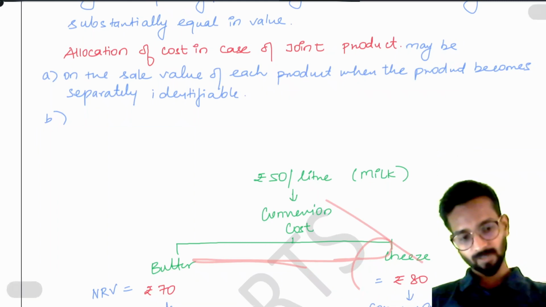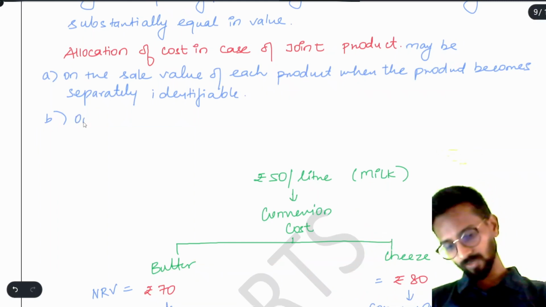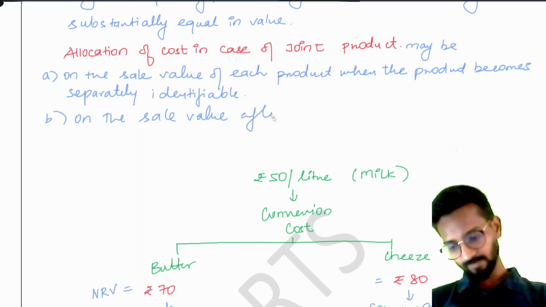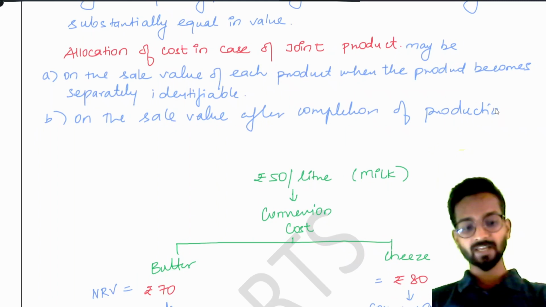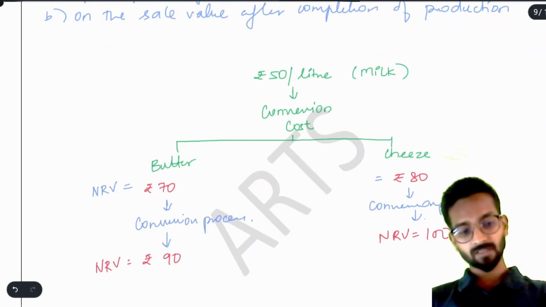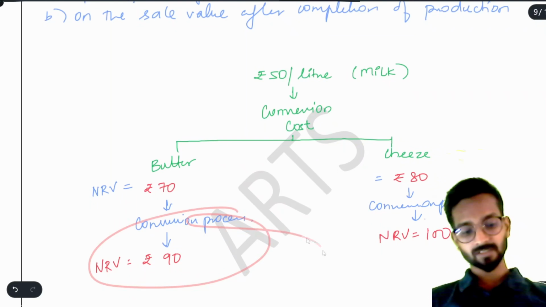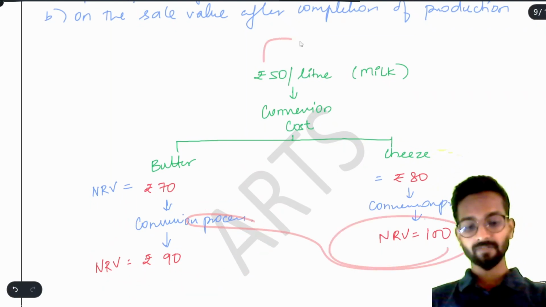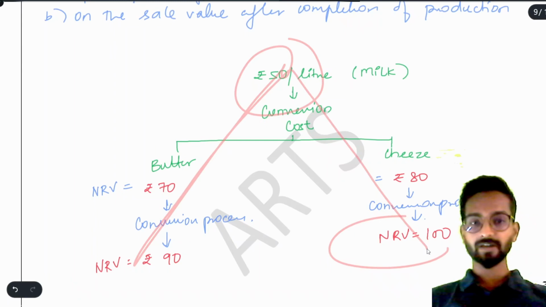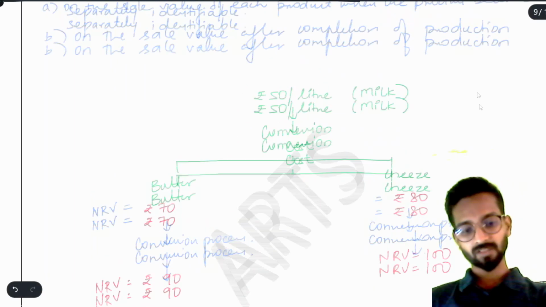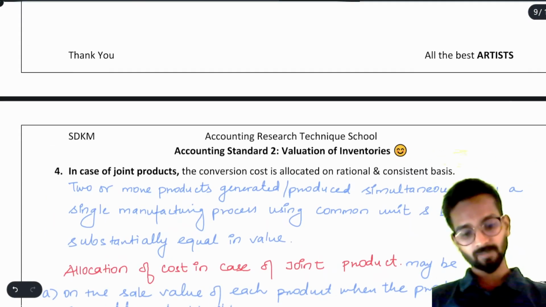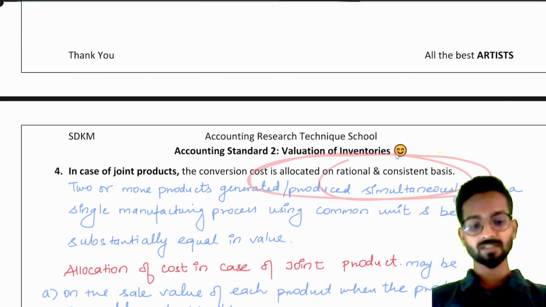Understood? Or the second point is on the sale value after completion of production, that is, when it is completely refined and the final product is made. When did our final product get made? At this stage, 90 and 100. So you can divide this 50 rupees in the 90 is to 100 ratio. Understood? You can have any other ratio also, that is totally dependent on you. The main thing you have to focus on is that the basis should be allocated on a rational and consistent basis.